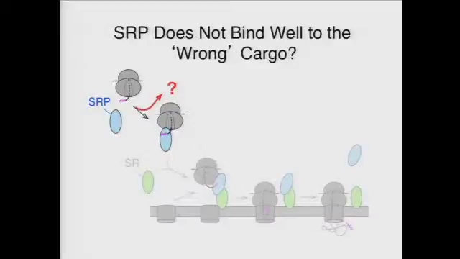So this problem was shelved for decades. For decades, we just thought or assumed that maybe the SRP just does not interact with all these wrong cargos with no signal sequences. So these wrong cargos never enter this pathway. And this problem had to be shelved because for that long, we didn't really have a very good way of looking at how well the SRP interacts with all of these ribosomes.